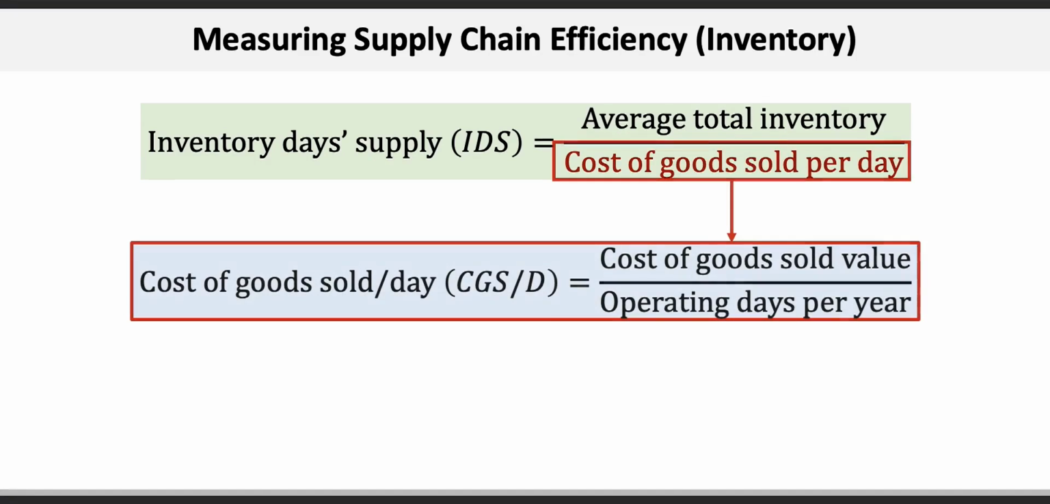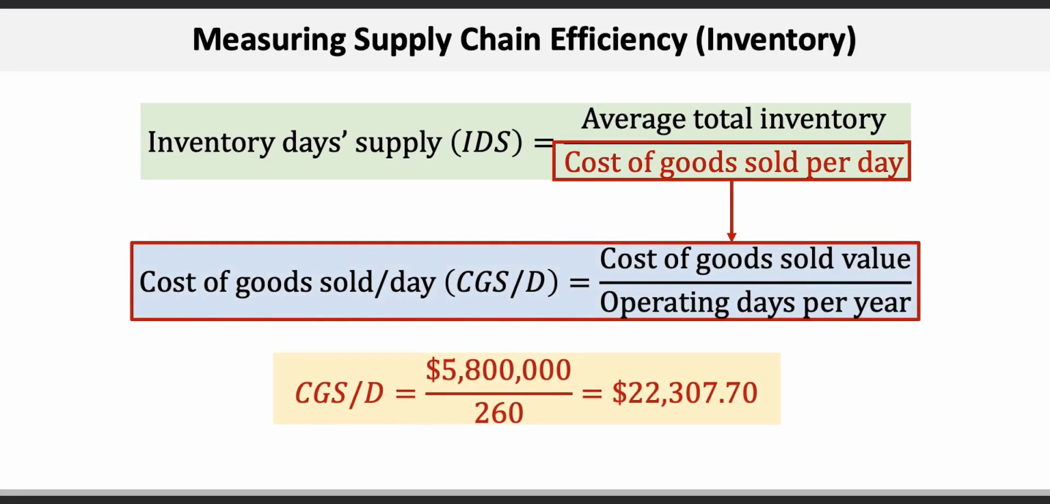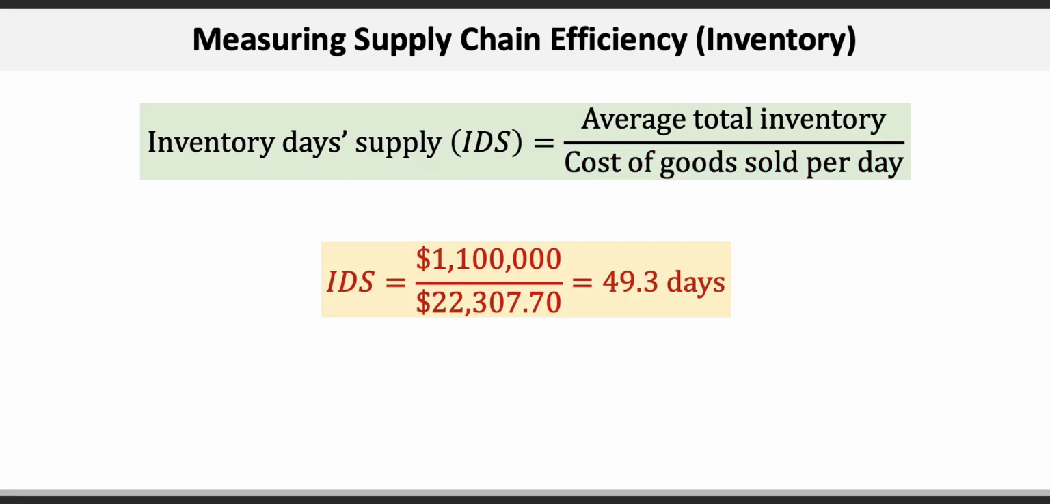The formula for cost of goods sold per day is cost of goods sold value divided by the number of operating days per year. We know from the data the cost of goods sold value is $5,800,000, and the business operates for 260 days per year. Therefore, CGSD is equal to 5.8 million divided by 260 for an average cost of goods sold of $22,307.70 per day.